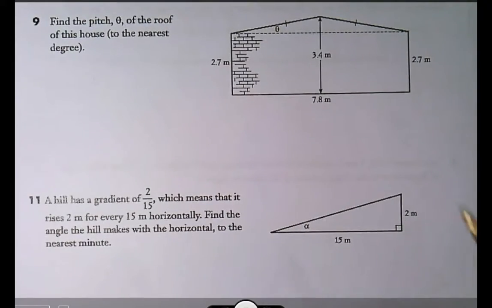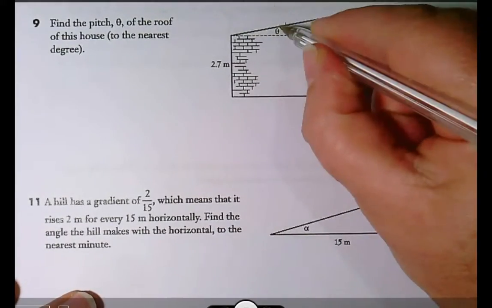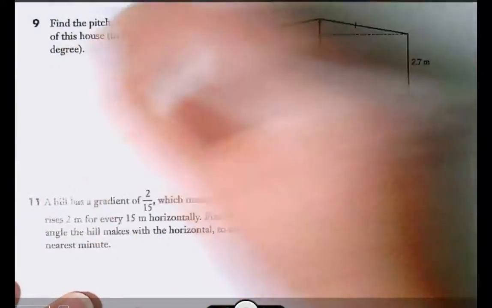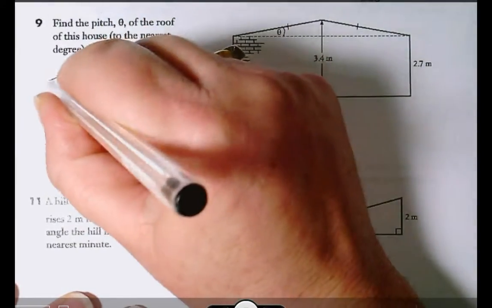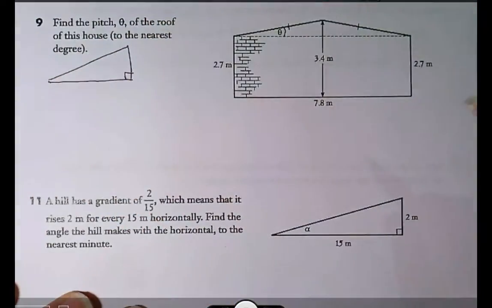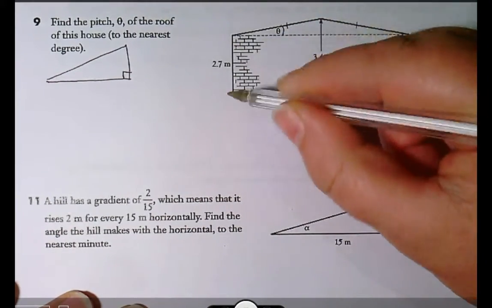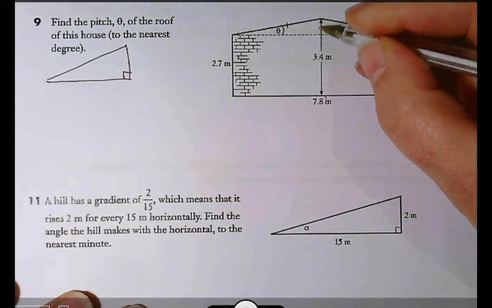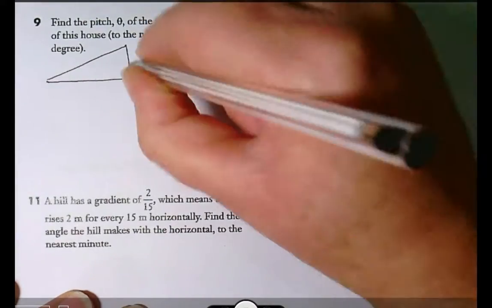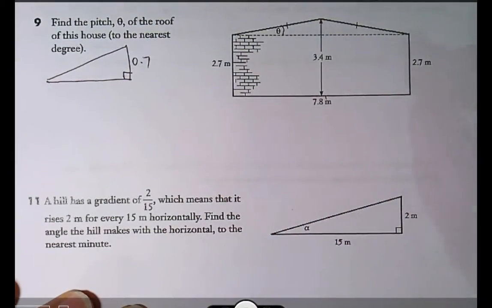Okay, now in the next question, we're finding the pitch of this roof. So we're finding this angle theta. So I'm just going to draw another right angle triangle here. Now if this distance here is 3.4, you can work this one out by subtraction. So 3.4 minus 2.7 is 0.7.